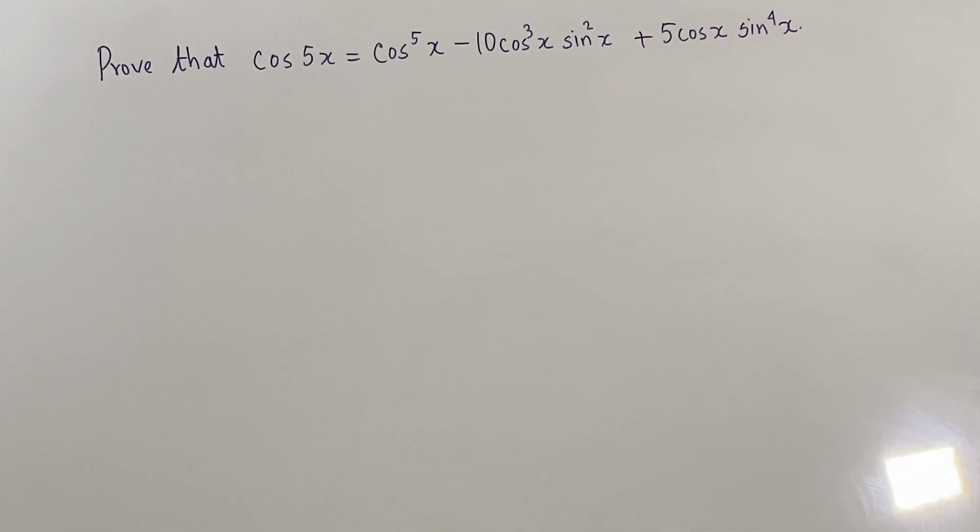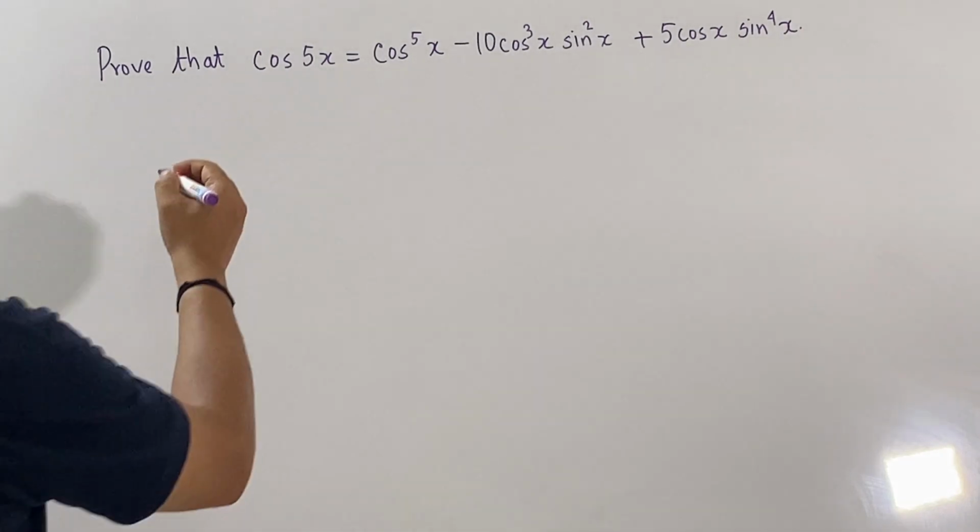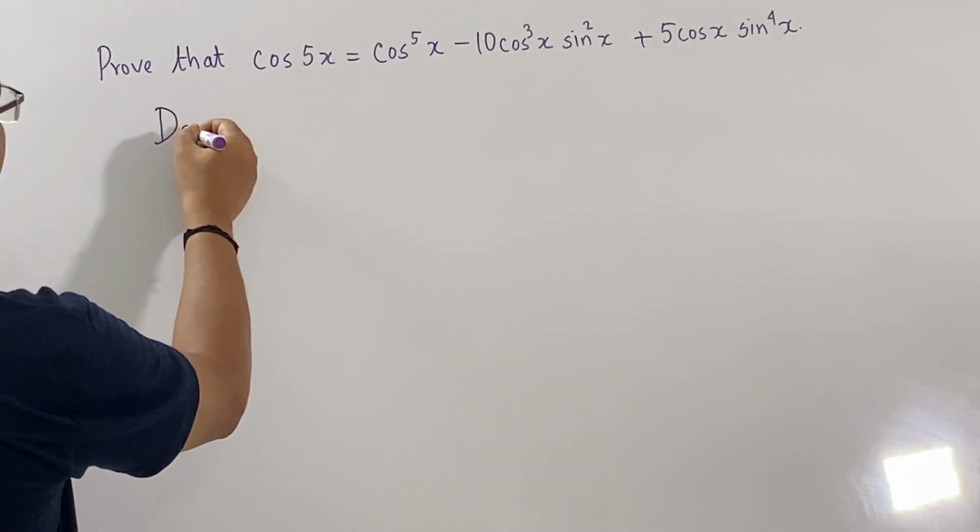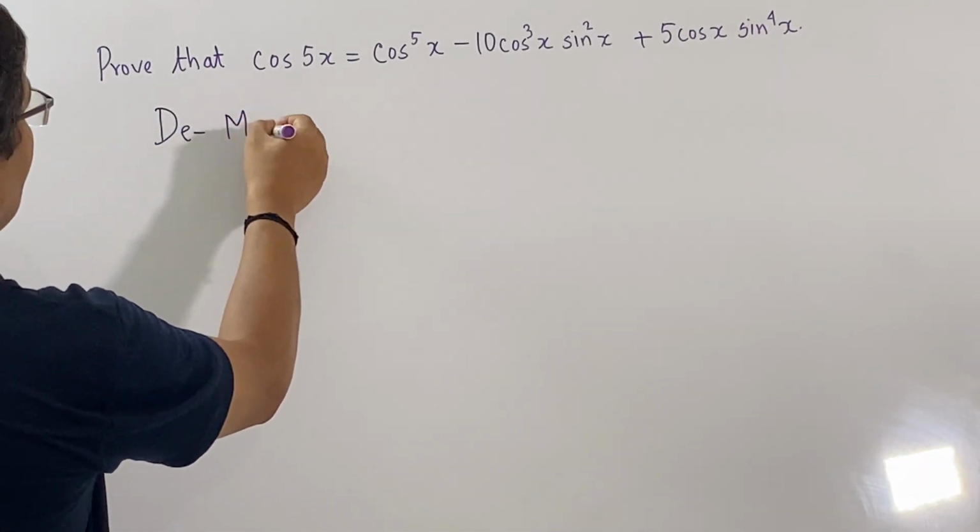One idea could be that we can use the formula for cos(a plus b) multiple times and prove this, which is a correct approach and would lead to this result. An alternate would be to use a very famous result from complex numbers, which is known as De Moivre's theorem. So let's use De Moivre's theorem to prove this result.